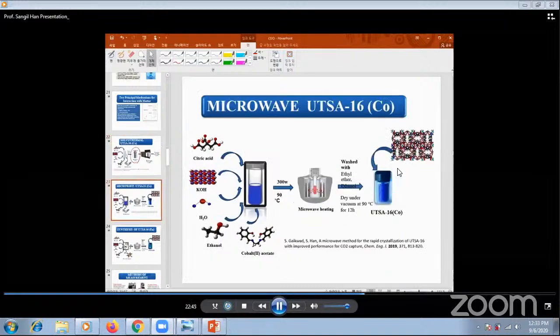But in the microwave system, we are using the same reaction solution, but under microwave heating, it's done in less than 12 hours. In our research, the best performing material was synthesized in 4 hours. So this was published in the Chemical Engineering Journal recently.